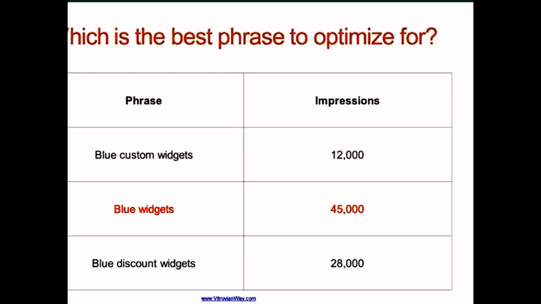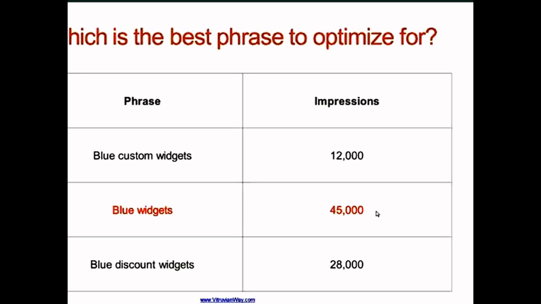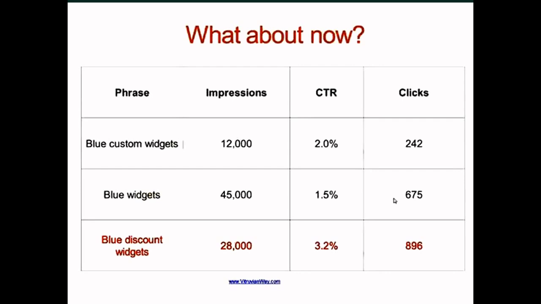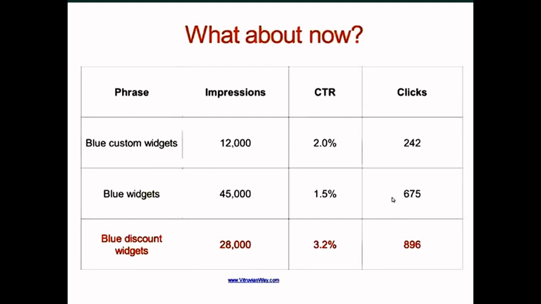This is nothing different than just guessing based on keyword tools. And these are alleged impressions, but even if these are actual impressions, we don't care. We don't want to make our SEO decisions based on search traffic alone. Instead, we might take it a step further and run some ads. And although initially it looked like blue widgets was the best one because of the search volume, what we might quickly find out if we simply run some ads is that blue discount widgets has twice the click-through rate and ends up getting a lot more traffic for you, which is actually more important than just the search volume alone.